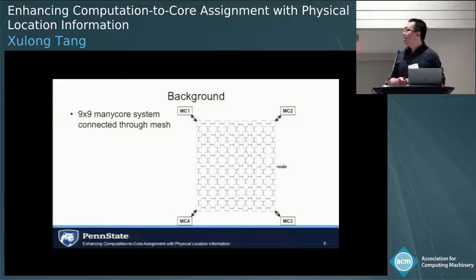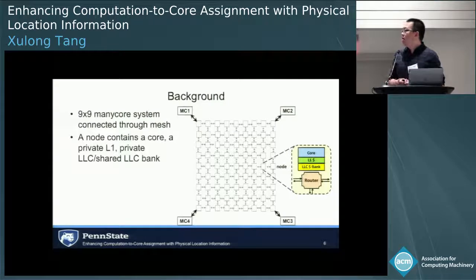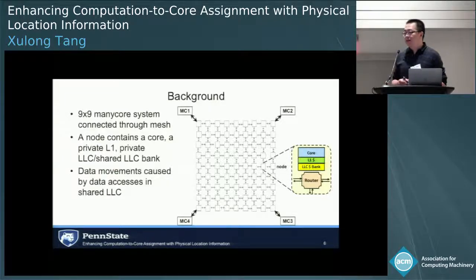In this slide, I'm showing a 9x9 many-core system connected through a mesh on-chip network. Each node here contains a core and a private L1 cache. In the private last level cache system, it has just another private last level cache, and in the shared last level cache system, it contains a last level cache bank. Let's also take a look at the data movement caused by data access in this mesh architecture in the shared last level cache system.